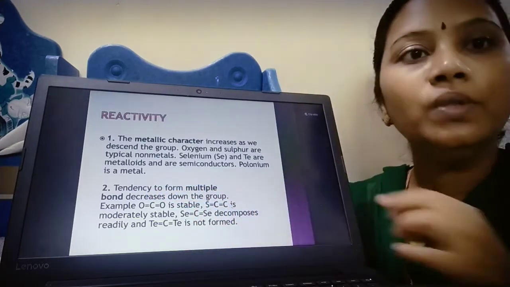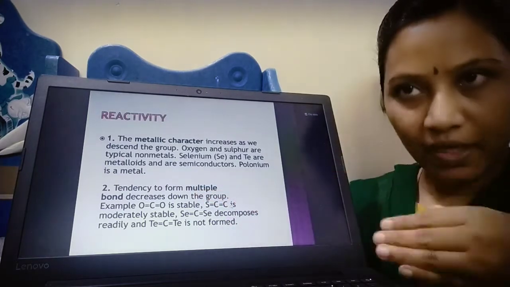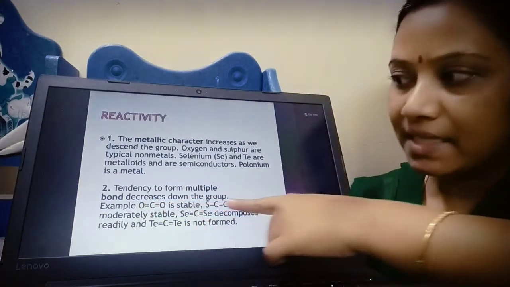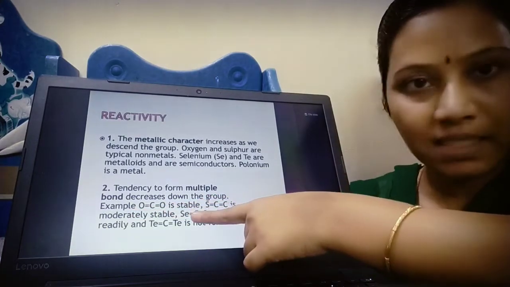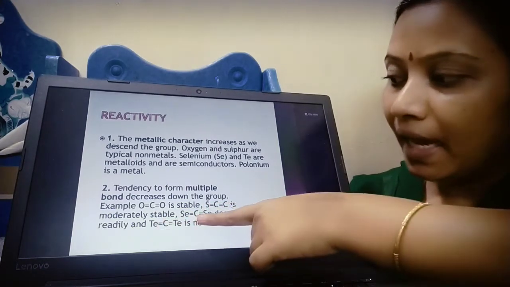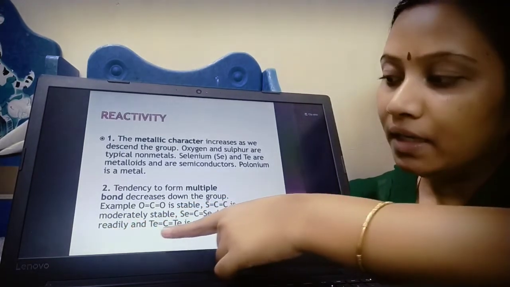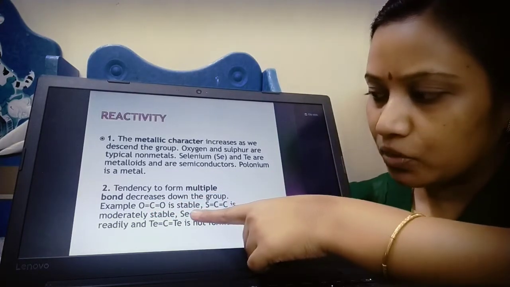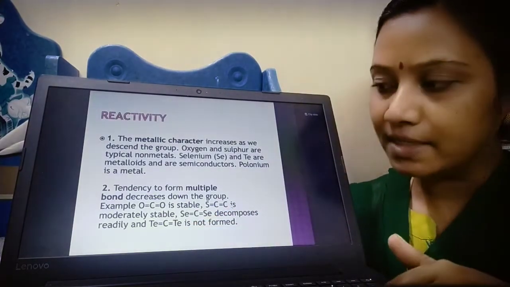Now, the tendency of these 5 elements to form multiple bonds, say double, triple or 4 bonds, decreases as we move down the group. For example, carbon forms a double bond with oxygen, which is stable. But when it forms with sulfur, it is moderately stable. With selenium, it decomposes readily, while with tellurium it is not formed at all. So first is oxygen, second is sulfur, this is selenium and this is tellurium. The last will not be formed because the stability is decreasing.